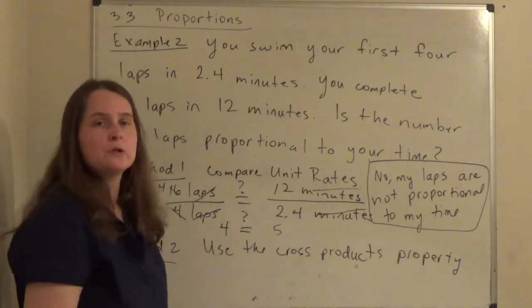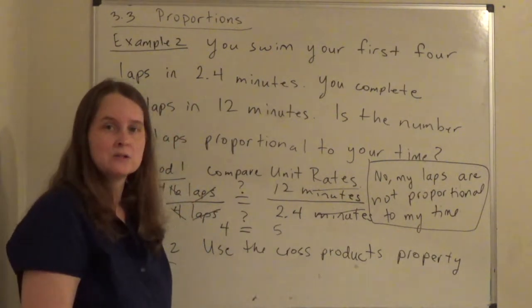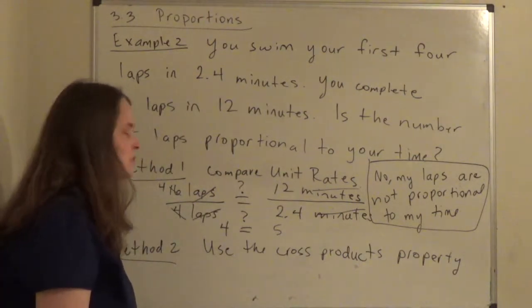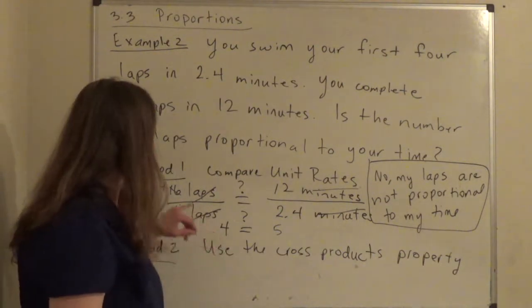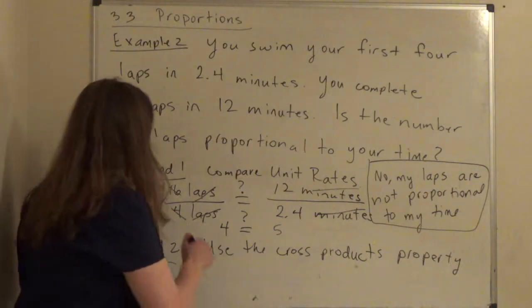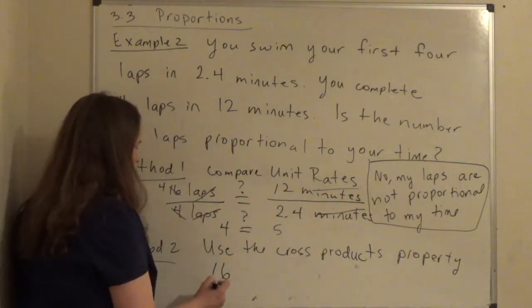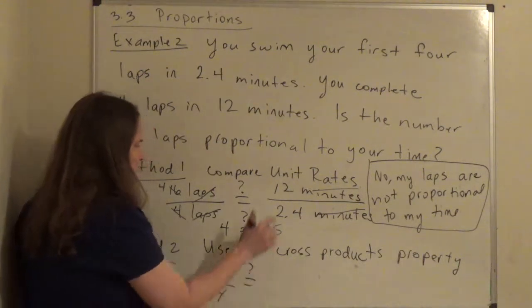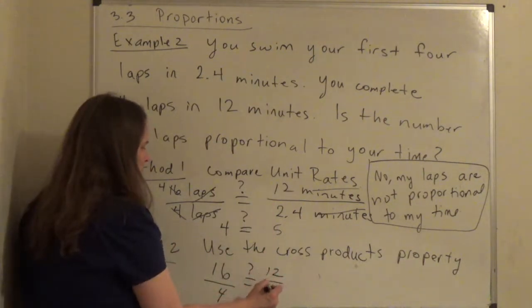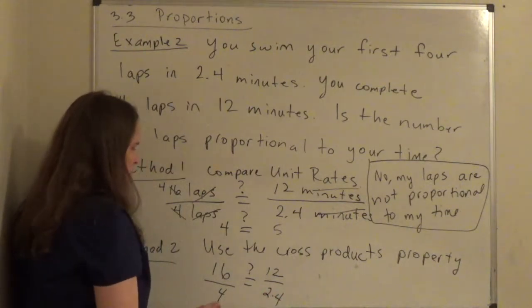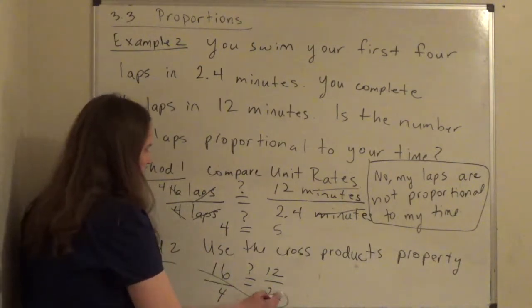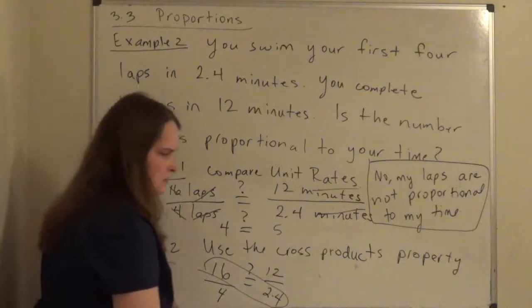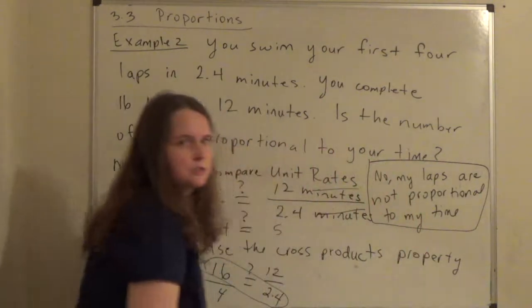Now method 2, it's just another way that we can answer the same question. So to use the cross products property, we're going to go back to the way we had it set up before. We had 16 to 4 equals, with a question mark, 12 to 2.4. Okay, this time we're going to do cross products. So we're going to multiply 16 times 2.4. You do that, see what it gives you.